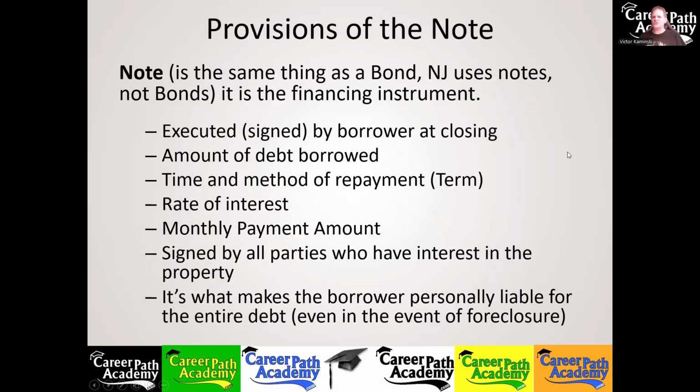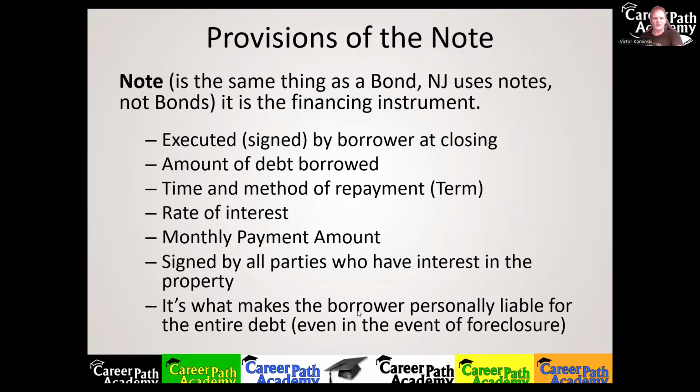So, provisions of the note. The note is the same thing as a bond. States that use trust deeds use bonds. New Jersey does not use bonds. We use notes. It is the financing instrument, and so is the bond. So it's executed, that means signed, by the borrower at closing. It states the amount of debt borrowed, the time and method of repayment, the term, the rate of interest, the monthly payment amount. It's signed by all parties who have an interest in the property. And it's what makes the borrower personally liable for the entire debt, even in the event of foreclosure.